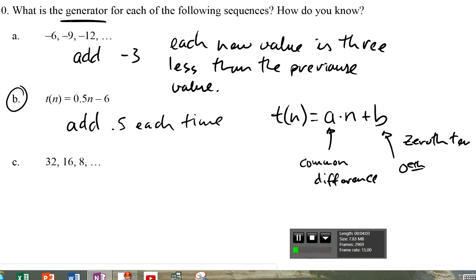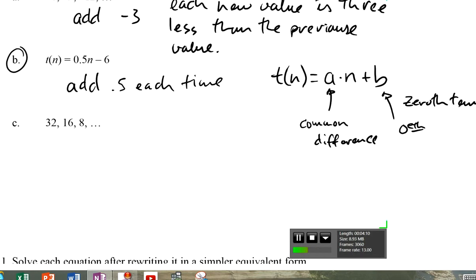0th term. And then for the next sequence, I'm going from 32 to 16 to 8. What's the generator for this sequence? Think about it. Pause the video if you know. Shout it out loud. I think it's dividing by 2. In terms of multiplication, what are we multiplying by? 0.5. We're multiplying by 0.5. And I like to just say 1/2, right? But we are multiplying by a 1/2.